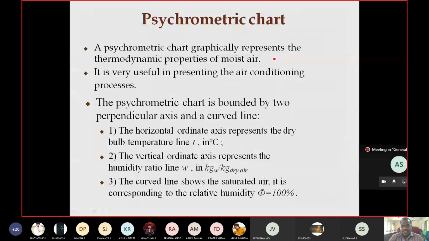The psychrometric chart graphically represents the thermodynamic properties of moist air. So it is very useful in presenting the air conditioning process. We need this psychrometric chart for air conditioning. The psychrometric chart is bounded by 2 perpendicular axes and a curved line: the x-axis, the y-axis, and a curved line.